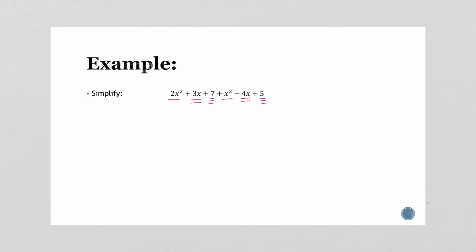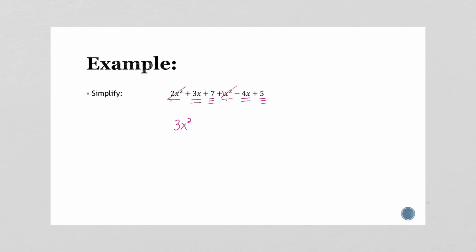So I am going to combine 2x squared plus x squared. And remember, you have to add or subtract the coefficients. So 2 plus 1 is 3, so I get 3x squared. Now, what I've always done is I've always marked through them to show that I've used them up, and that way I don't accidentally leave something out.